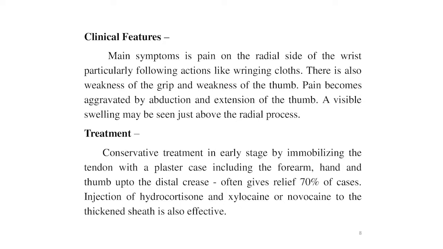Now the treatment. Conservative treatment in the early stage, by immobilizing the tendon with a plaster cast including the forearm, hand and the thumb up to the distal crease, often gives relief in 70% of the cases. Injection of hydrocortisone and xylocaine or novocaine to the thickened sheath is also effective. Operative treatment is imperative for cure in established cases of this condition of de Quervain's disease.